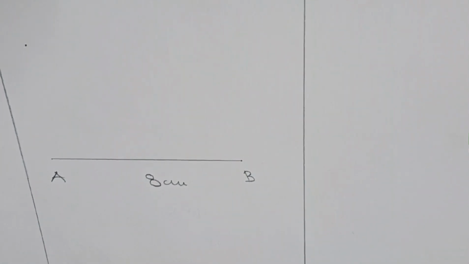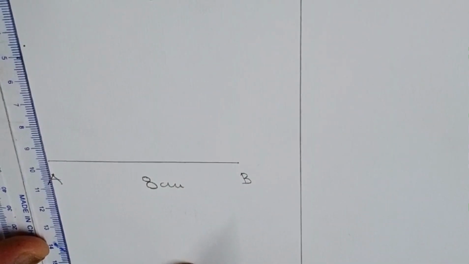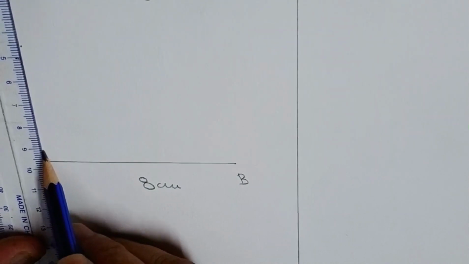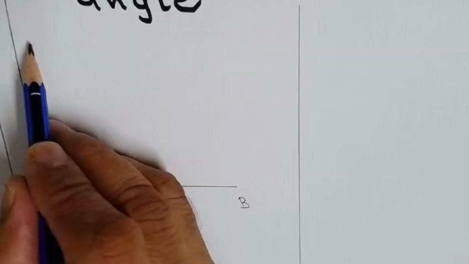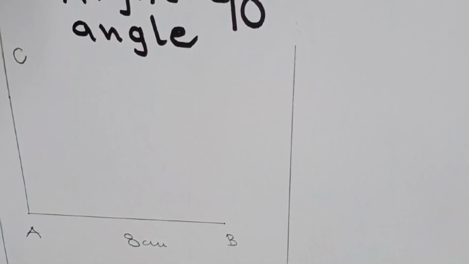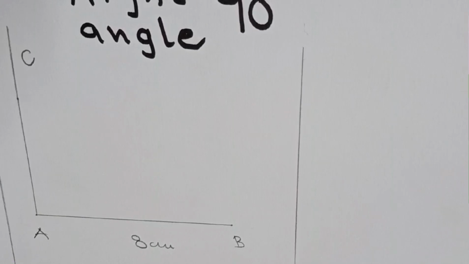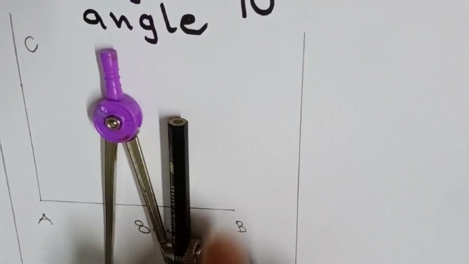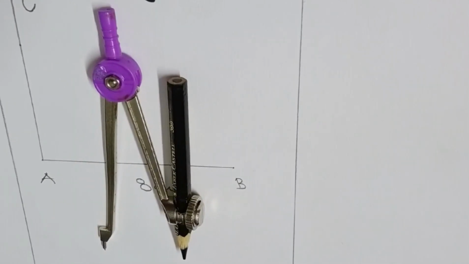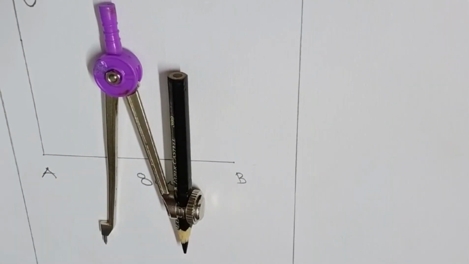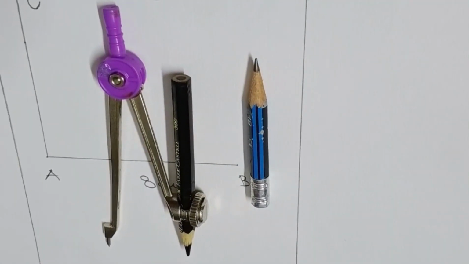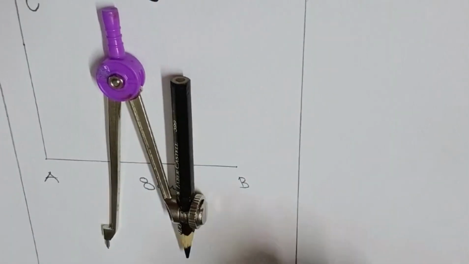Now with the help of a scale you have to join them and make a straight line. Join this and then you have to give a name. This is C. Okay, now we have to construct its angle bisector. So we have to use a pair of compasses, and as you can see I am using a color pencil here so that you can see a dark impression, but normally you have to use a pencil. Okay students, of small size as well.